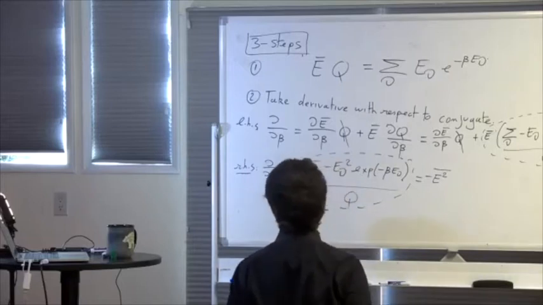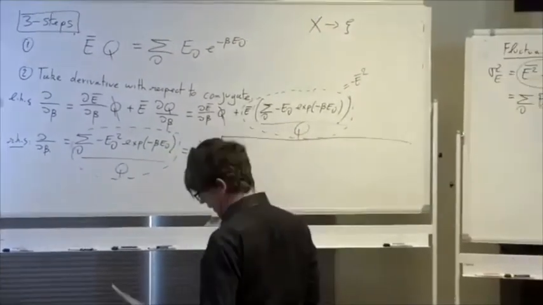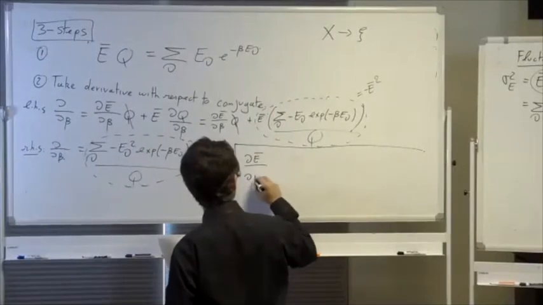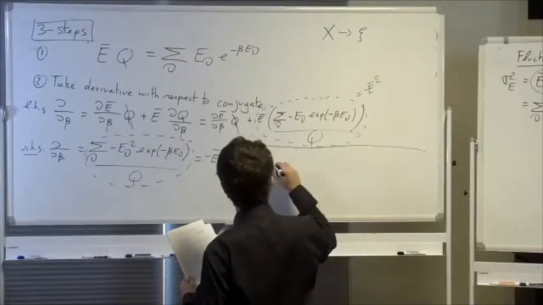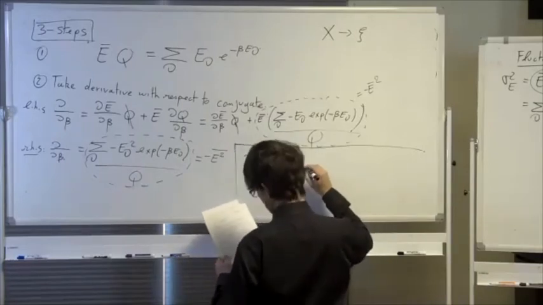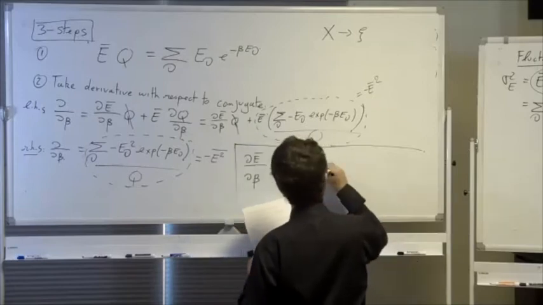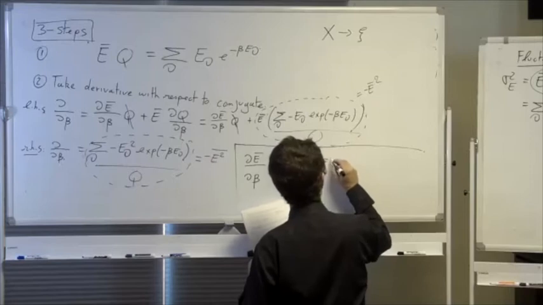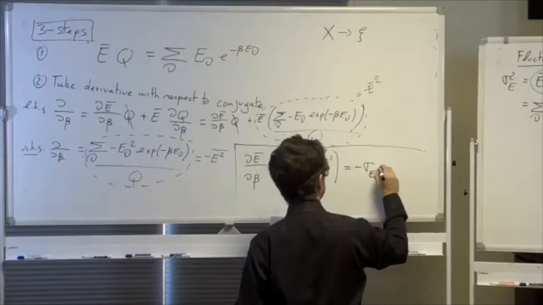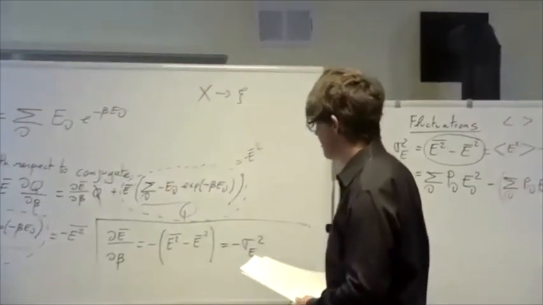And that means that if I put it all together, I find that the derivative of the average energy with respect to beta is minus the average of the energy squared minus the average energy squared. So it's minus the standard deviation squared. We should be proud.